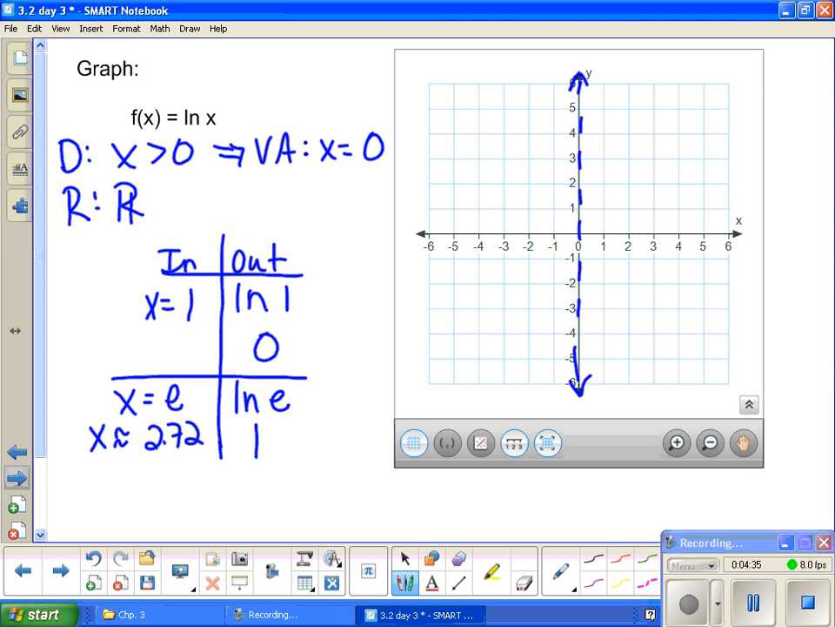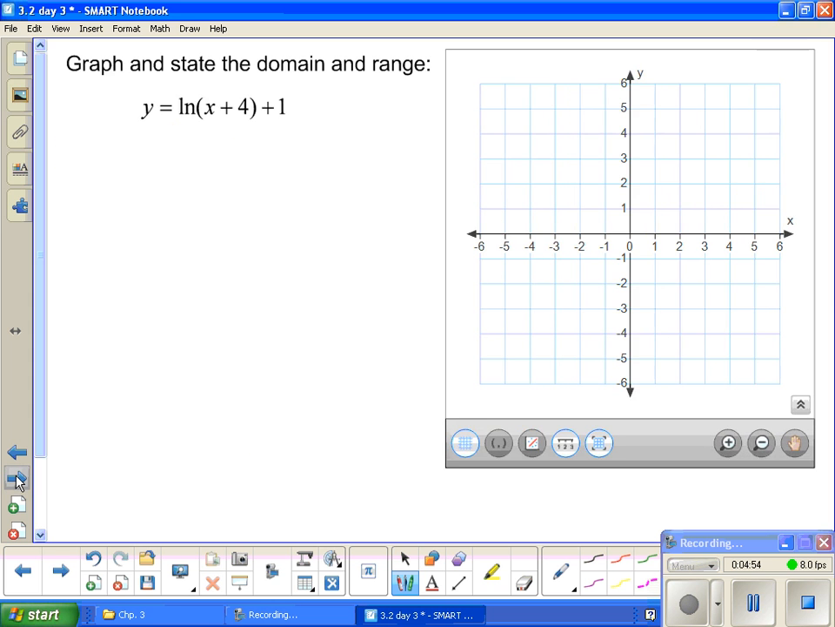I plot these: 1, 0. 2.72 is about there, 1. Okay, so I'm putting it close to 3, a little over halfway of 2, and we're done. It's like another natural log graph. State the domain and range. It's how we always start.